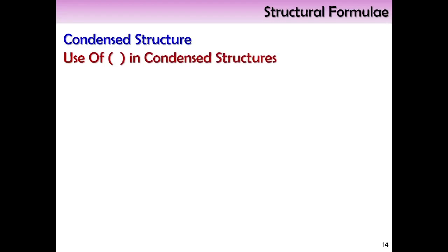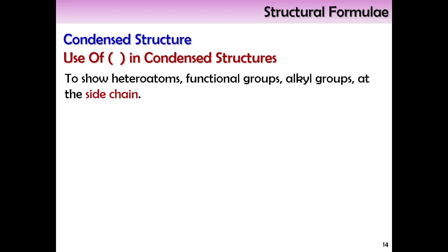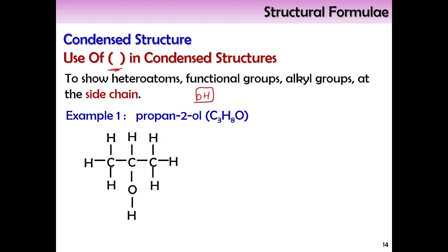Okay, what about the use of bracket in condensed structure? To show the thing at the side chain. Anything that is attached to the side chain, usually we put in a bracket. This is bracket. So let's see the example. For example, this one, propan-2-ol. The ol here refers to alcohol. Alcohol has this functional group OH, so it means that OH is attached to carbon number 2. So this is propanol. Carbon number 1, carbon number 2, carbon number 3. So OH here is attached to carbon number 2.